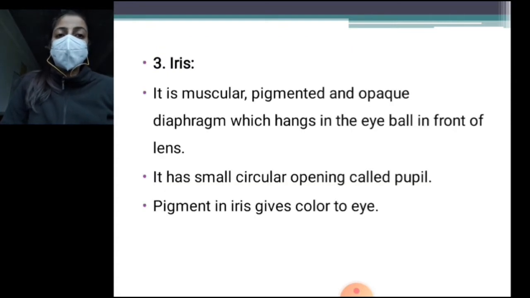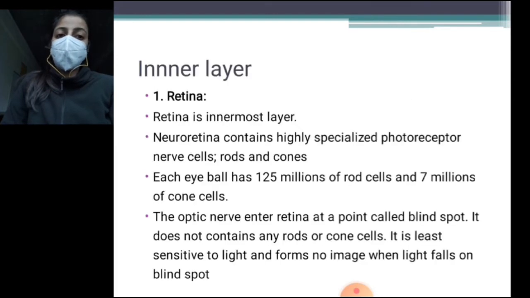Next is the iris. The iris is a muscular pigmented diaphragm which hangs in the eyeball in front of the lens. It has a small circular opening called the pupil, and the pigment in the iris gives color to the eye. Next is the inner layer, which consists of the retina.